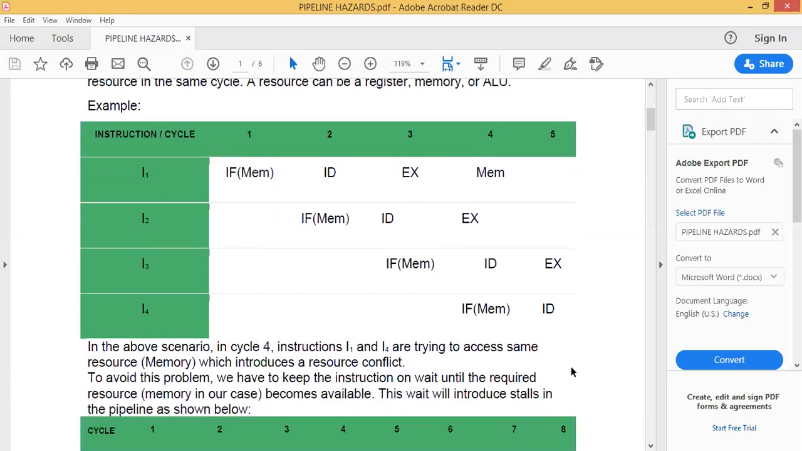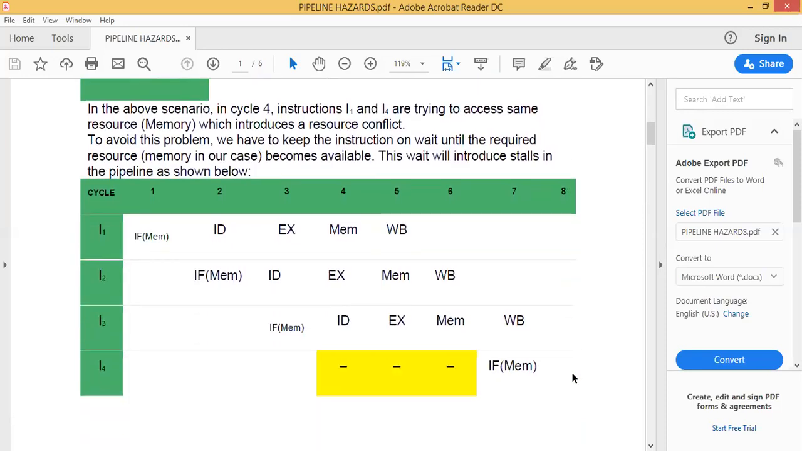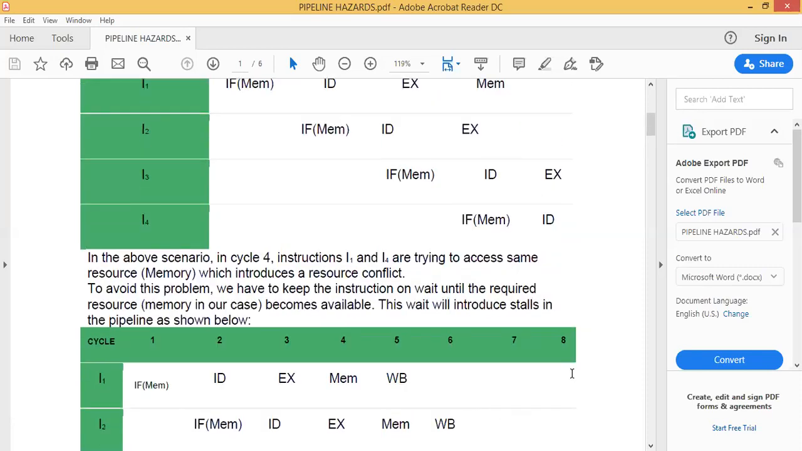To avoid this problem, we have to keep the instruction waiting until the required resource, memory in our case, becomes available. This wait will introduce stalls in the pipeline, as shown below. So you can see that no conflict has occurred. This is the solution to the above conflict.